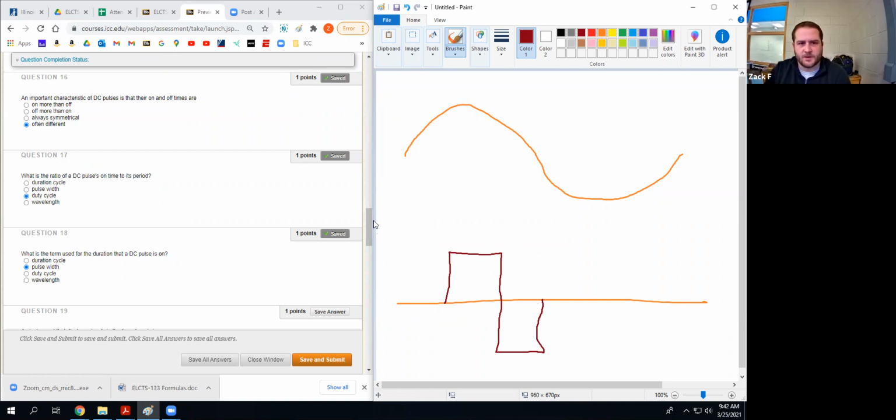So question 16, these pulses have on and off times that might be different. So you might have half a second here, a quarter of a second here. Or you might come up and have a small time, and then come down and have a long time. The ratio of the DC pulse's on time to its period would be the ratio of this to this.